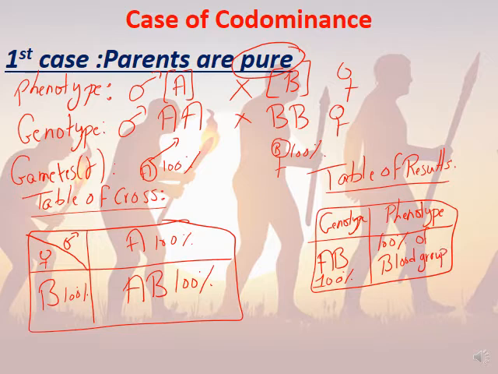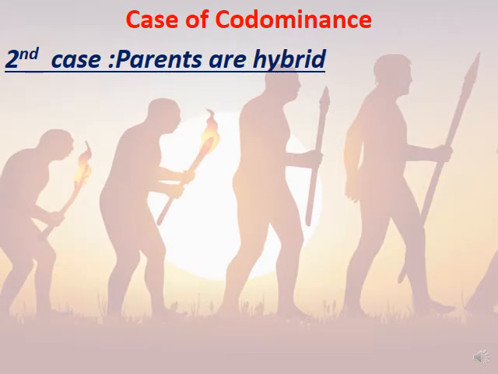Here both alleles A and B are expressed. And as we know in the ABO system, the alleles A and B are dominant, while the allele O is the recessive one. So both alleles here, A and B, are expressed. They are co-expressed. So this is the case of codominance, where the parents are pure in the case of blood group. While we move to the second case, where the parents are hybrid.